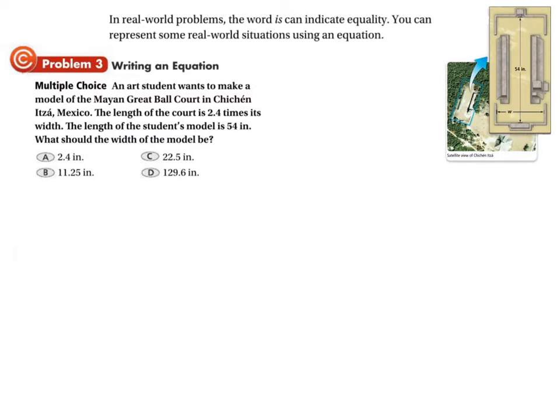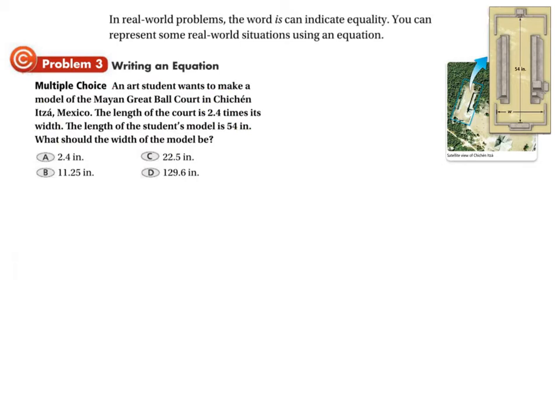Okay, so we can use equations to find the solution to real world problems, and note that the word "is" indicates equality. You'll see that come up. So here's the problem. An art student wants to make a model of the Mayan Great Ball Court in Chichen Itza, Mexico. The length of the court is 2.4 times its width, and the length of the student's model is 54 inches. What should the width be?